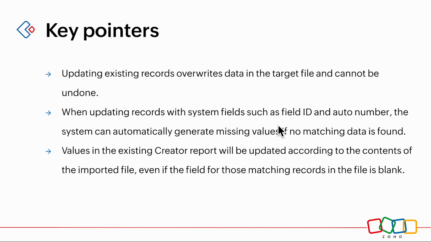Let me show you some key pointers where you can refer to it for future use. When you update a new record into an existing record, the new record will override the existing records. And you have to be careful about it because once it's done, it cannot be undone. Also, when Zoho Creator is updating records in a system field such as record ID and auto number, even though it doesn't have a matching value with that specific record, the user doesn't need to worry about it. Zoho Creator will automatically generate the missing value.